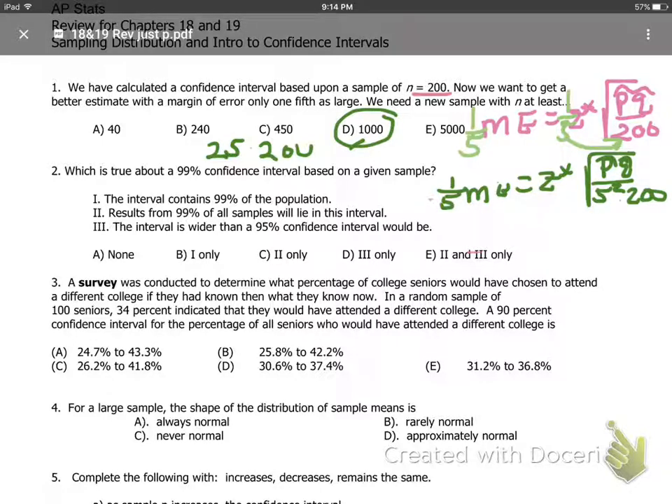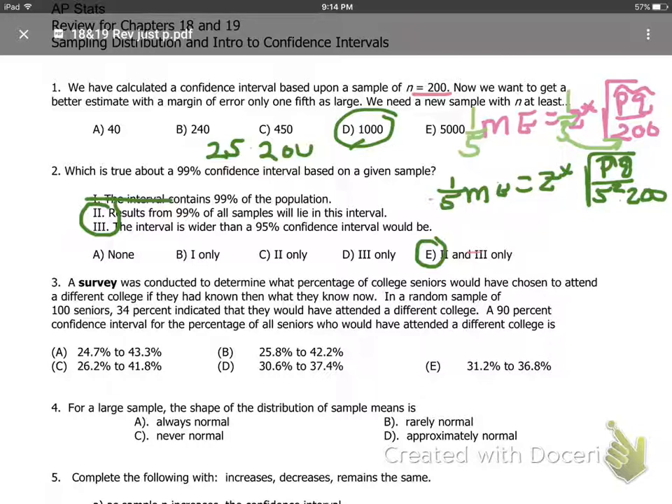Okay, let's go to number 2. What is true about a 99% confidence interval? It says the interval contains 99% of the population. That is not correct. Results from 99% of all samples lie within the interval. Okay, that should be true. The interval is wider than a 95% interval. That is true. So I'm going to say 2 and 3. So the answer is E.